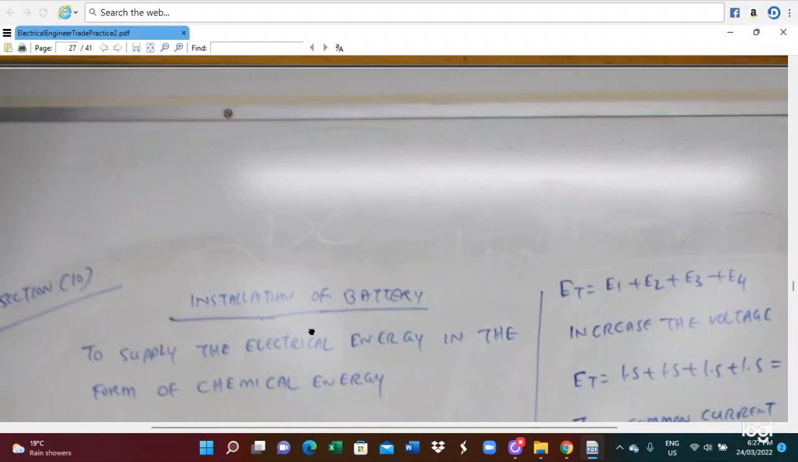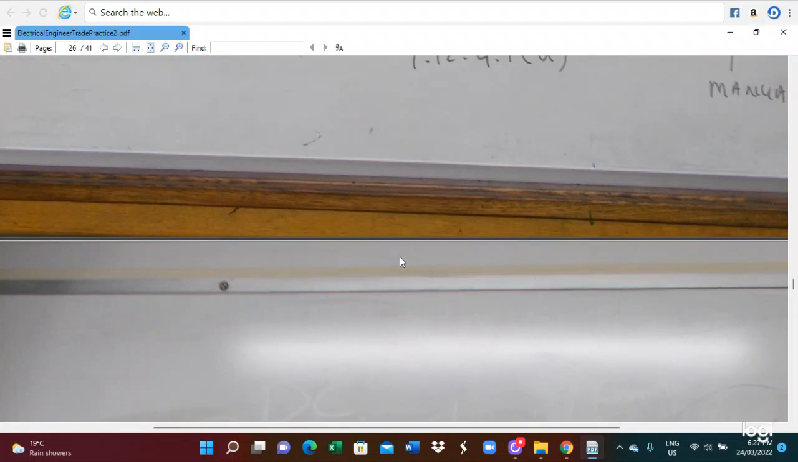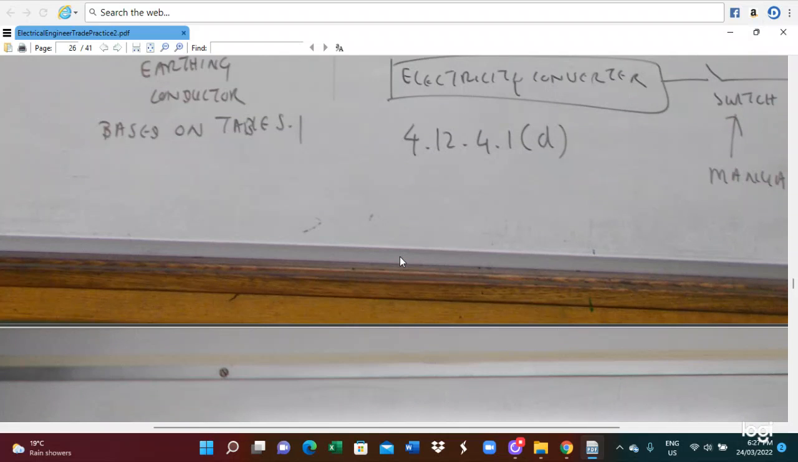So up to today's lesson, we have been talking about the uninterruptible power supply and the standby generator system.